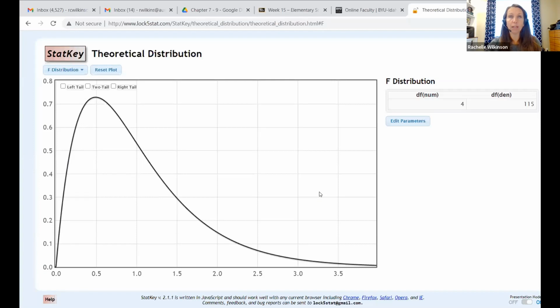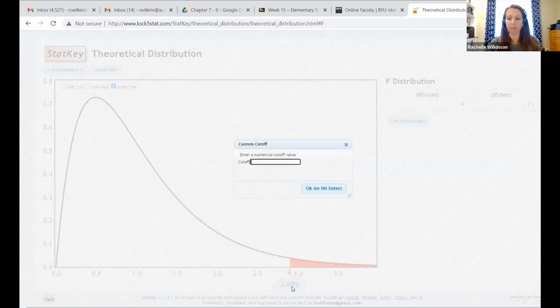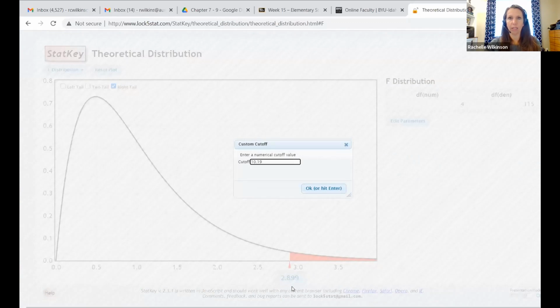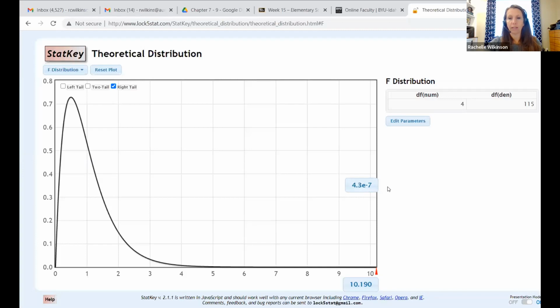And then the process of finding the p-value is pretty much exactly the same as we did for chi-square. So we're always going to choose right tail, and then you're going to put your test statistic down here in the bottom, which I think was 10.19, and then you click on OK. And then the floating box is the p-value. So for F distribution, always click right tail, enter in your test statistic in the bottom box, and then the floating box is your p-value.